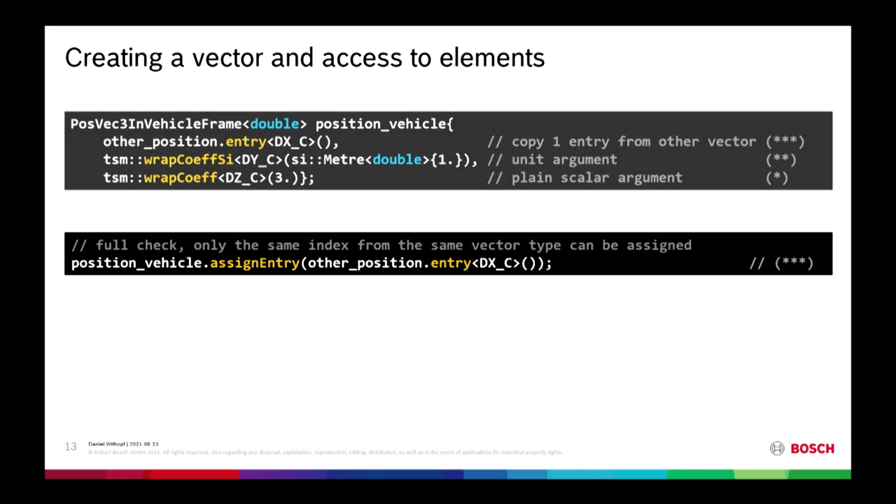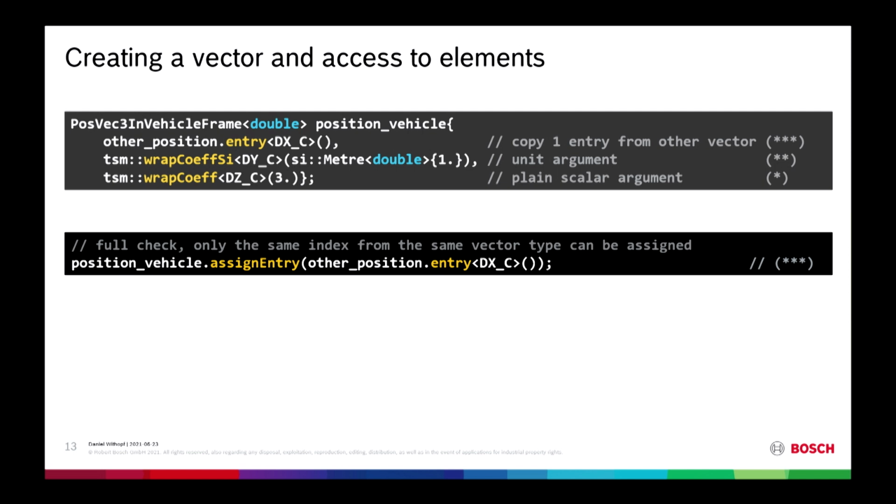And similarly, if we constructed the vector, we can also read and write entries or elements later on. So in this example here, we are again extracting the dx index from other position, and we're then assigning it to the respective index in position vehicle. So please note that I don't even have to mention an index for assign entry, because it's clear from the entry method. The return type contains the information which index this is. So assign entry immediately knows that this is the x index.